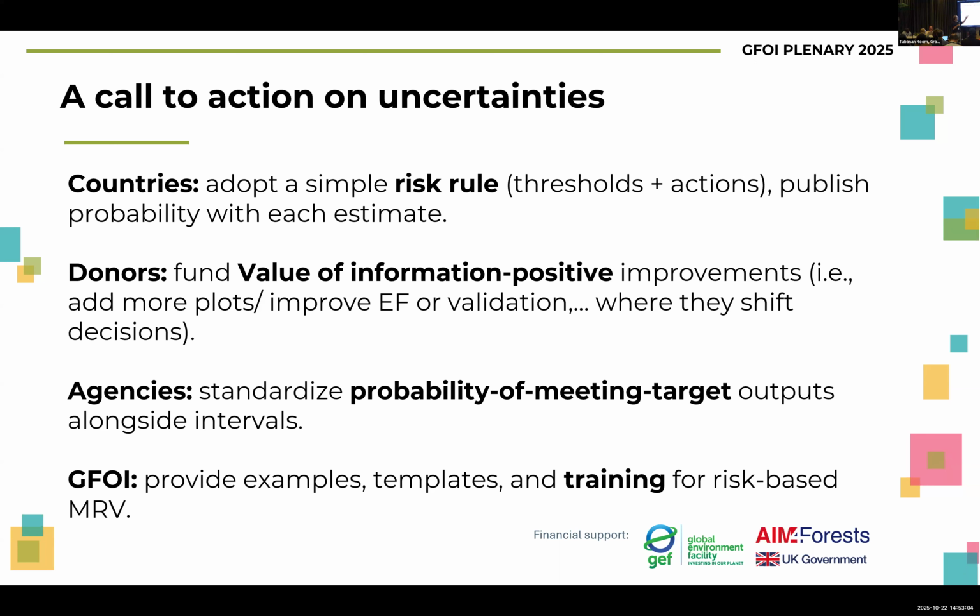For example, adding more plots, or improving emission factors, or improving validation, whenever they change decisions. To agencies like the agency where I am, FAO, we can try to standardize the probability of meeting target outputs alongside the reporting of intervals. And for GFOI in particular, maybe GFOI can provide examples, templates, and trainings for the sort of risk-based MRV that we are talking about.